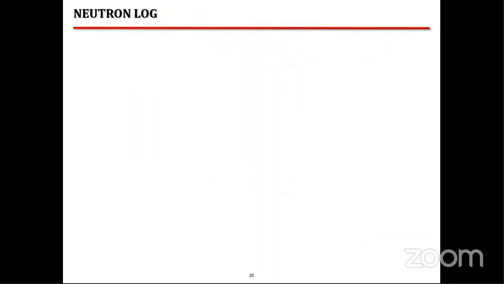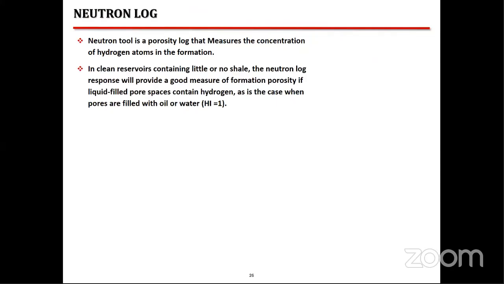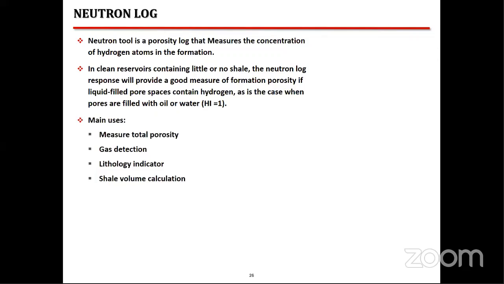Neutron log. A neutron tool is a porosity log that measures the concentration of hydrogen atoms in the formation. In clean reservoirs containing little or no shale, the neutron log response will provide a good measure of the formation porosity if liquid-filled pore spaces contain hydrogen, as is the case when pores are filled with oil or water.